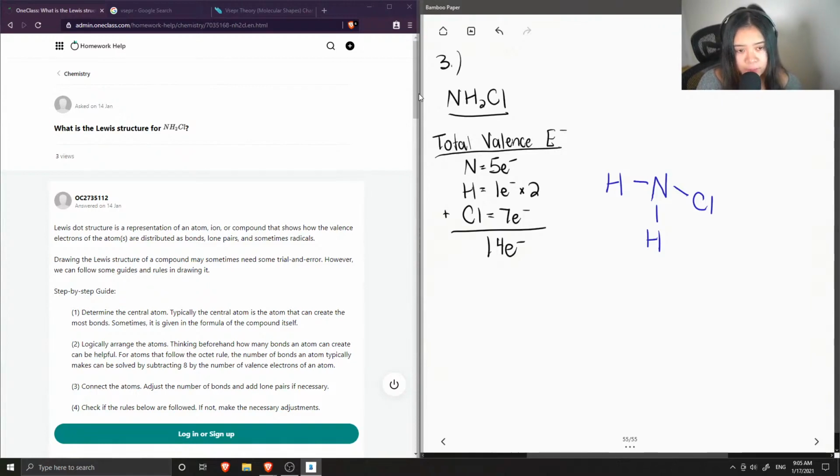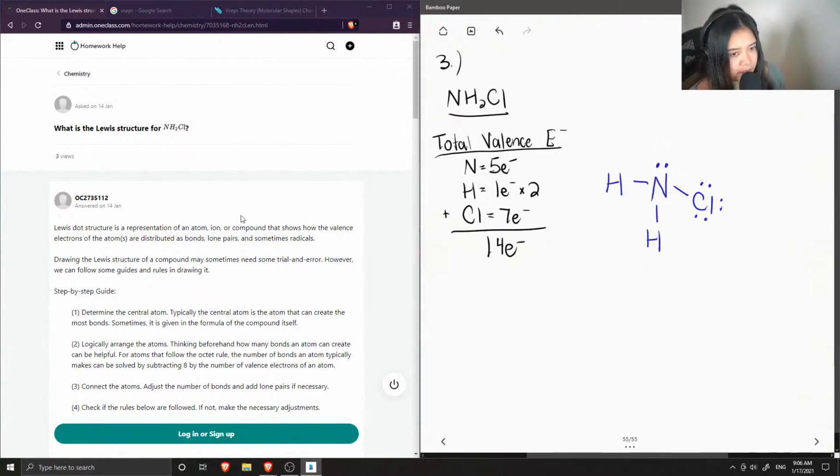In the case of chlorine, we'll have 6 valence electrons. And now I like to count out how many electrons I've drawn so far. So each bond contains 2 bonding electrons, and my chlorine has the 6, so we only have 12 written down so far. So for the remaining 2 electrons, I'm going to put them on my central nitrogen atom. Okay, so we have the Lewis structure for ammonium chloride.